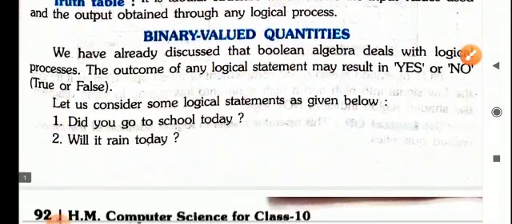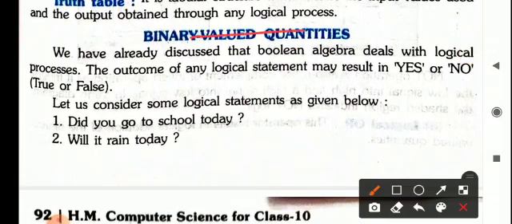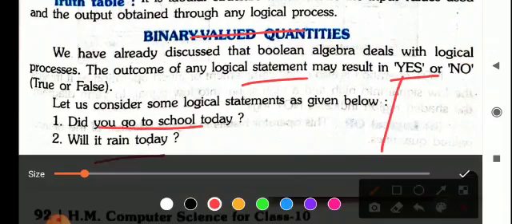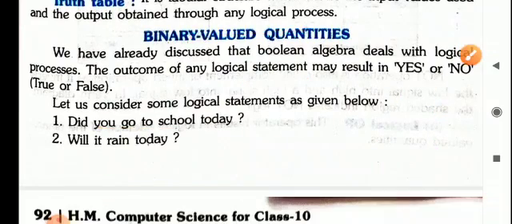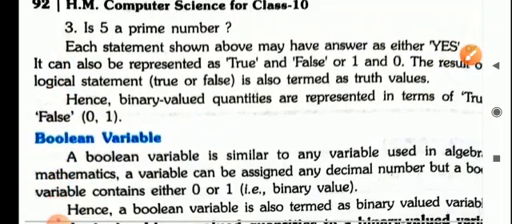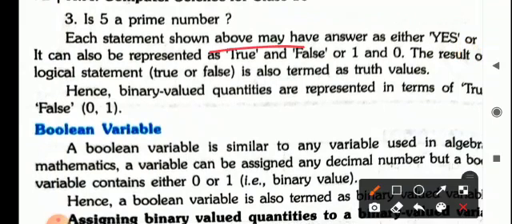Now let's see binary valued quantities. What is this binary value? The same thing: if the outcome or result of any logical statement is either yes or no, or true or false, then it is called a binary valued quantity. Like, did you go to school? Will it rain today? Each statement shown above, the answer will be either 0 or 1.